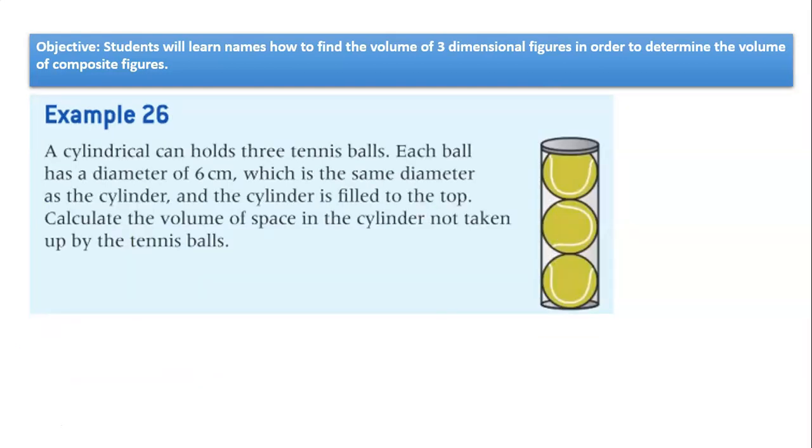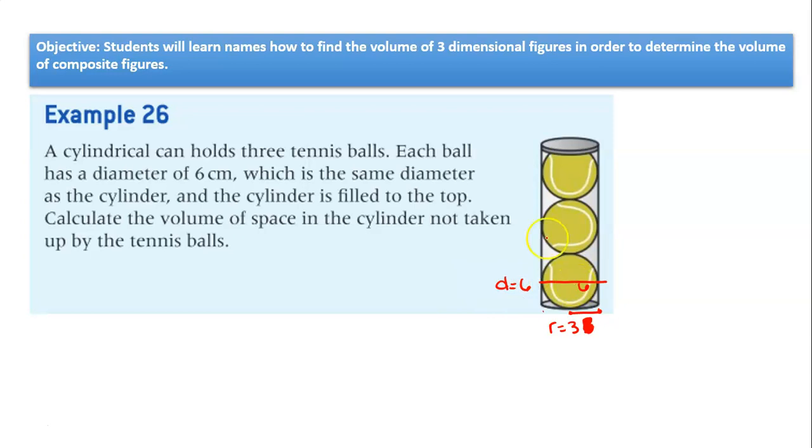Example 26 states, a cylindrical can holds 3 tennis balls. Each ball has a diameter of 6. Remember, the diameter goes all the way across the circle, and it is the same as the diameter of the cylinder. So the ball's diameter is 6, and so is the cylinder's. If I need the radius of that cylinder, that would be half of 6, so R equals 3 if the diameter equals 6.